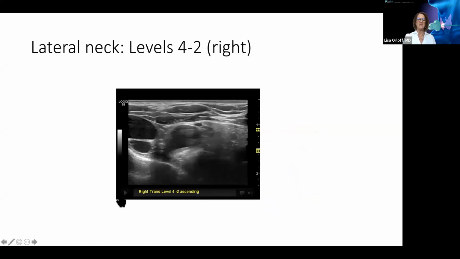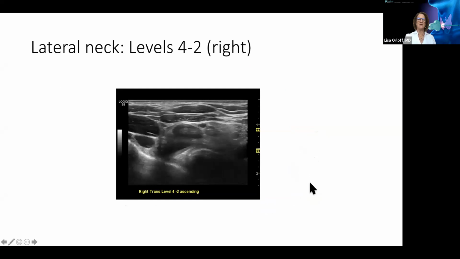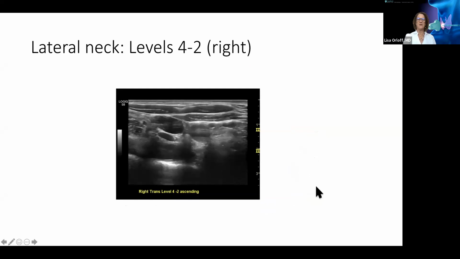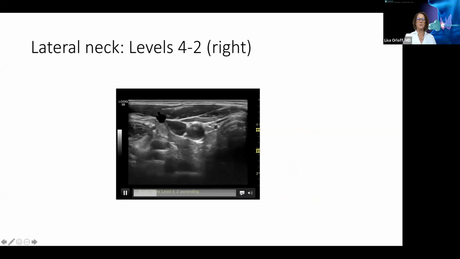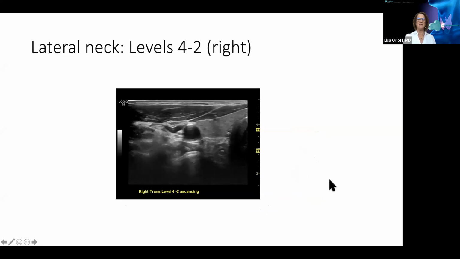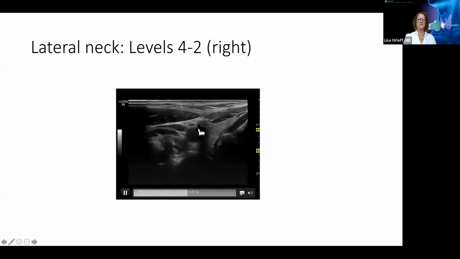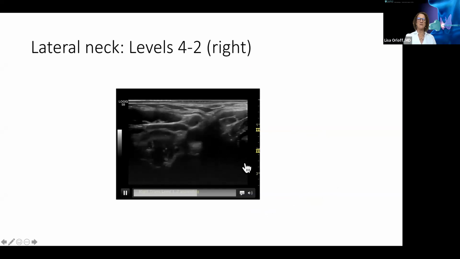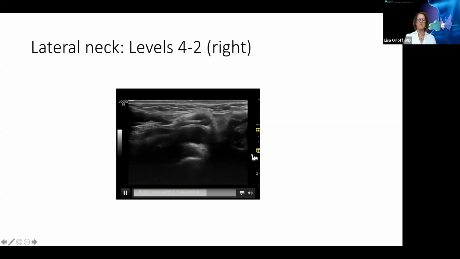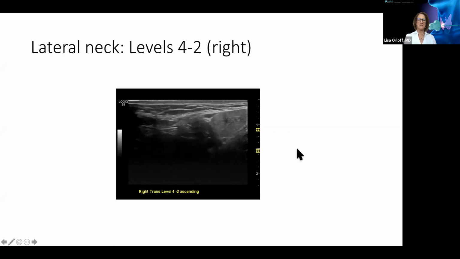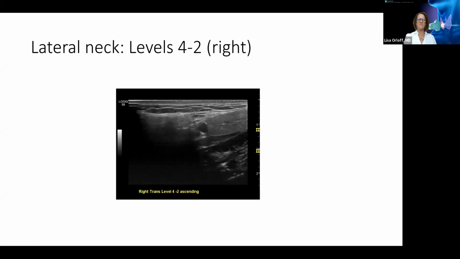And seen sonographically here, ascending from level 4 up through, centering the carotid sheath in the middle of the screen, through the region of the thyroid, and seeing lymph nodes that are surrounding the jugular vein. These are typical benign lymph nodes that have no pathology but vary in size throughout the different levels of the neck.